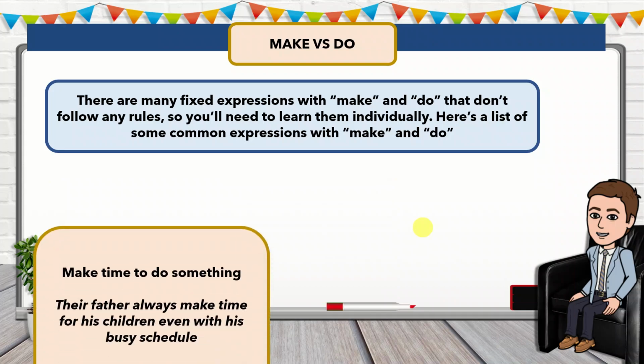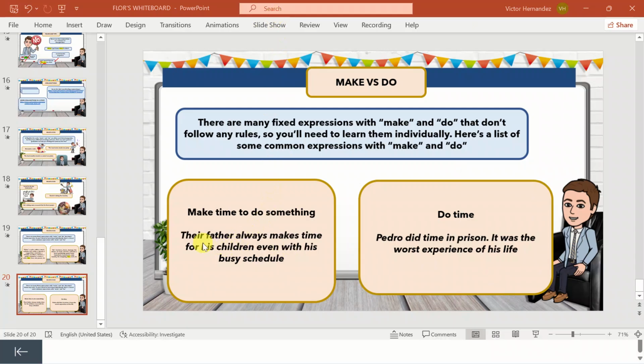Now, their father always makes time for his children, even with his busy schedule. In this case, it means that the father always finds extra time to spend with his children. Now, do time, in this case, it means to serve time in prison or to spend a certain length of time in prison, to serve a prison sentence. For example, Pedro did time in prison. It was the worst experience of his life.